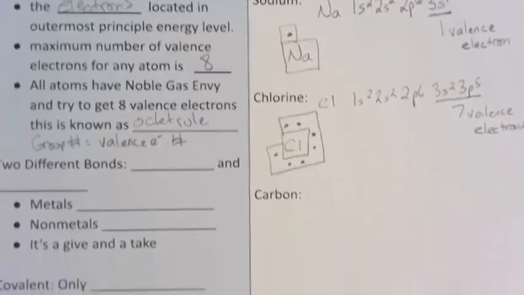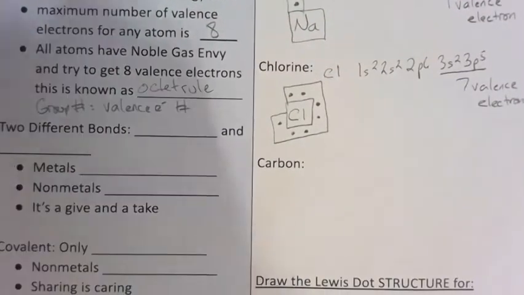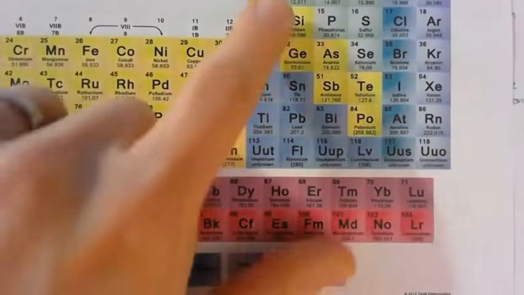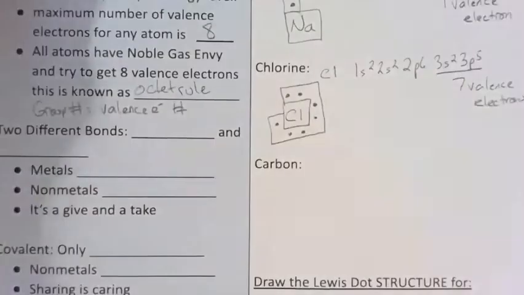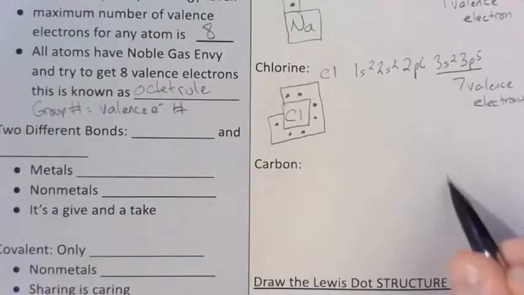So if we finish out our last example, we've got carbon, which on our periodic table is right here under group 4. So that means since it's in the 4th group, it's going to have 4 valence electrons.